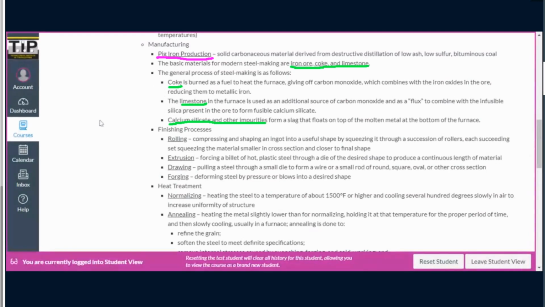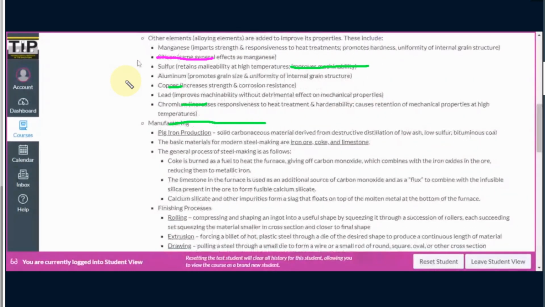So from the statements, the process is pretty much simple. You heat the iron ore using coke, and then you introduce limestone, and then a slag forms, and then that's it. That would be your steel. So the only difference for structural steel is that you add the additional elements.